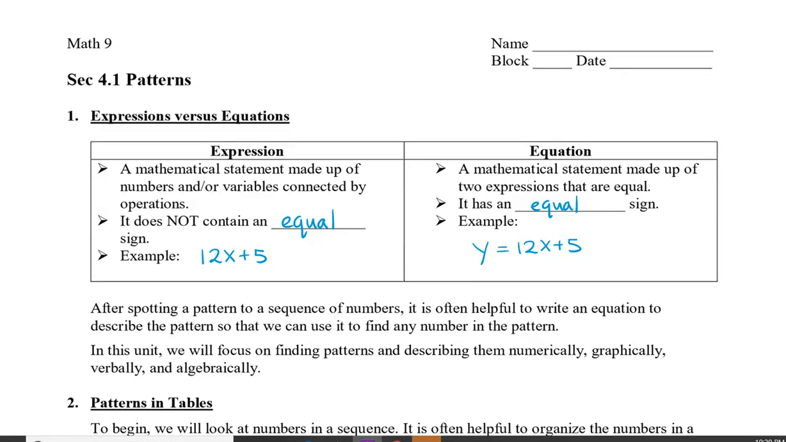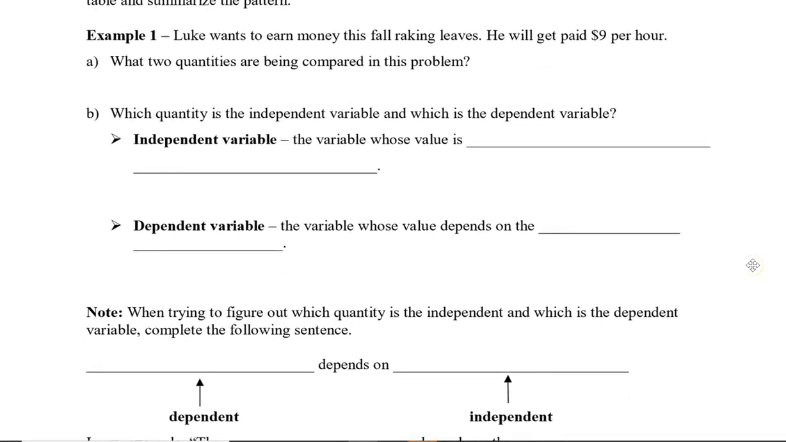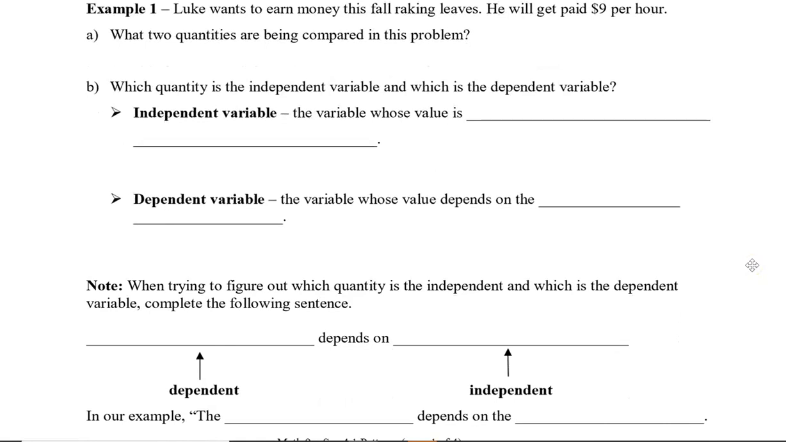So after spotting a pattern to a sequence of numbers, it is often helpful to write an equation to describe the pattern, so then we can use that equation to find any number in the pattern. Now in this unit, we're going to focus on finding patterns and describing them numerically, graphically, verbally, and also algebraically. We're going to use this example here to learn some definitions and also to create a table of values.